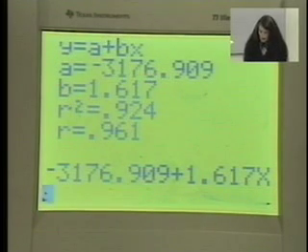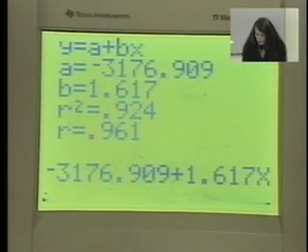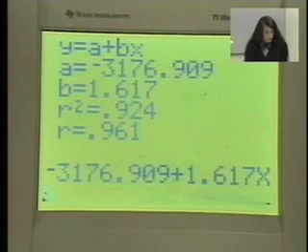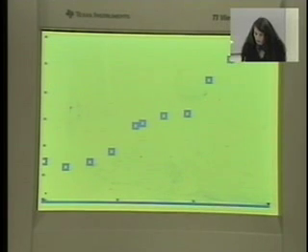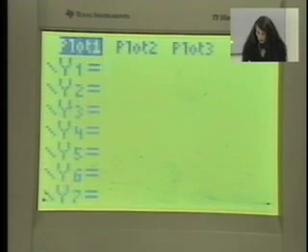You read this as y hat equals negative 3176.909 plus 1.617x. All right, now to see the regression graph, we can press graph. Oh, it's not going to do it right now. What we have to do first is press y equals.